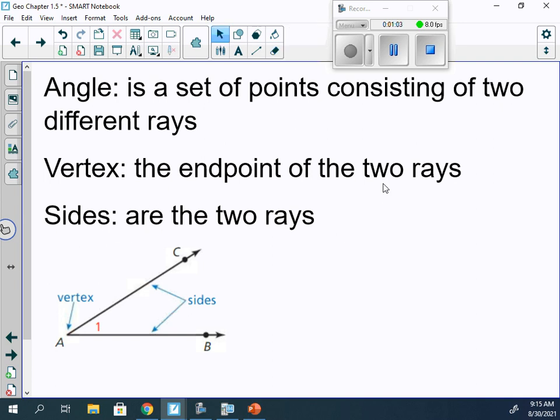An angle is a set of points consisting of two different rays. A vertex is the end point of the two rays. And the sides are the two rays.